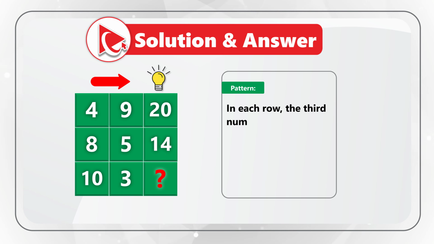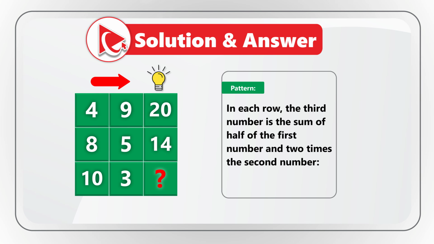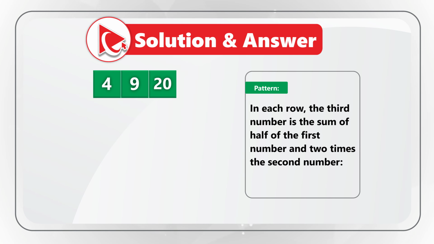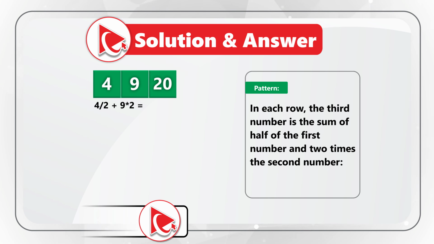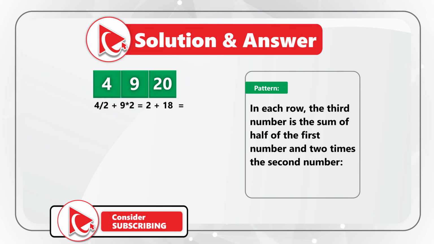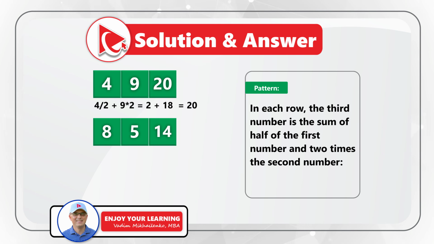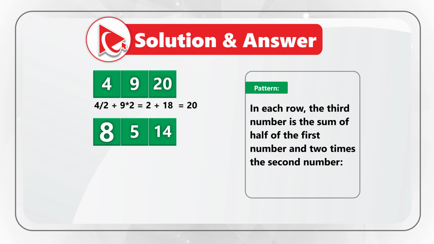Basically, in each row, the third number is the sum of half of the first number and 2 times the second number. Let's look at the specific calculations. The first row has numbers 4, 9, and 20. 4 divided by 2 plus 9 multiplied by 2 equals 2 plus 18 and equals 20, which is exactly the number in the third column. Second row contains numbers 8, 5, and 14.